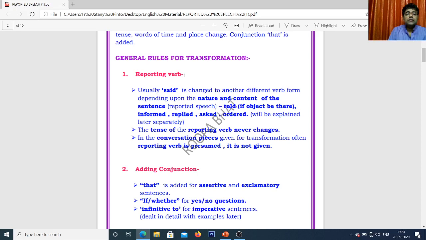Now, can you see here? It says about the reporting verb. What do you mean by reporting verb? Usually, said is changed to another, different verb form depending upon the nature and content of the sentence. So, in reported speech, for example, told if an object is there, informed, replied, asked or ordered. I will tell you in the examples later. You keep in mind there is something called the reporting verb which is already given to us.